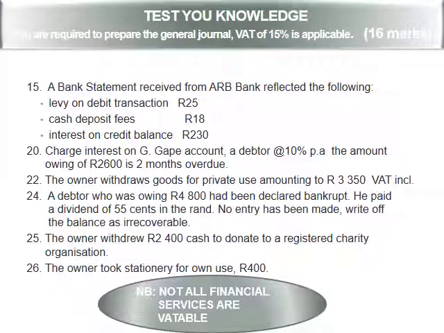Test your knowledge with these few line transactions. VAT of 15% is applicable for qualifying income and expenditures. 16 marks is allocated. If narrations are not shown, negative marking will apply.